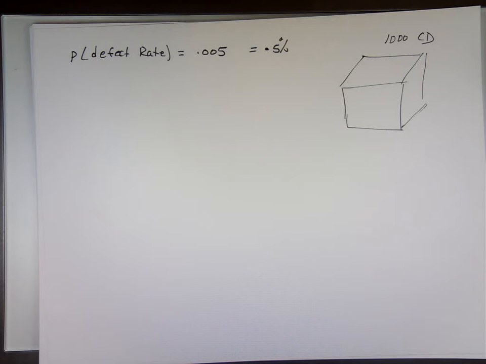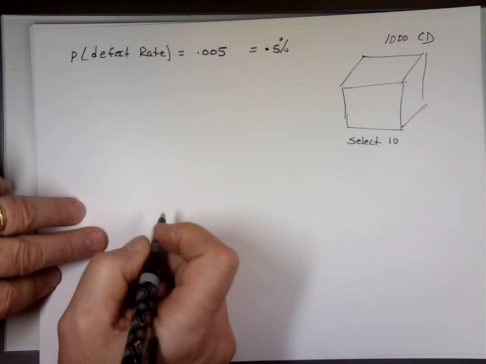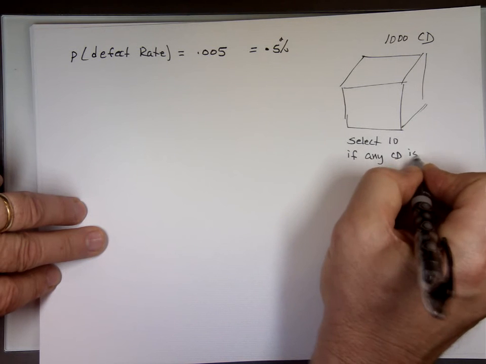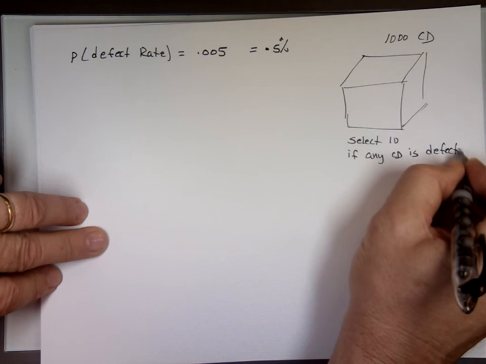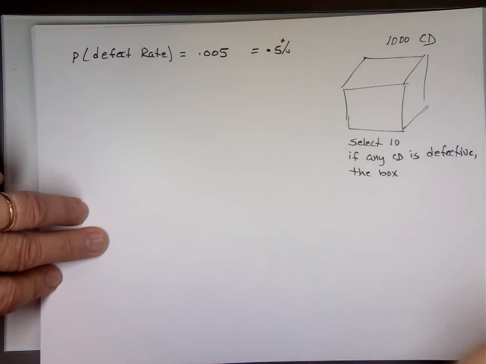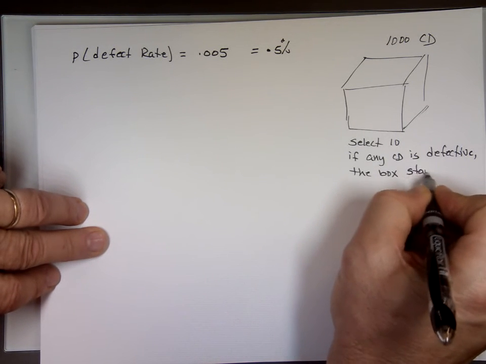So they might have a policy that says, okay, we're going to take this box and select 10 CDs from it at random. If at least 1 CD is defective, the box doesn't go out. The box stays home. It actually gets crushed and recycled and used again. We don't ship it. That might be their policy.